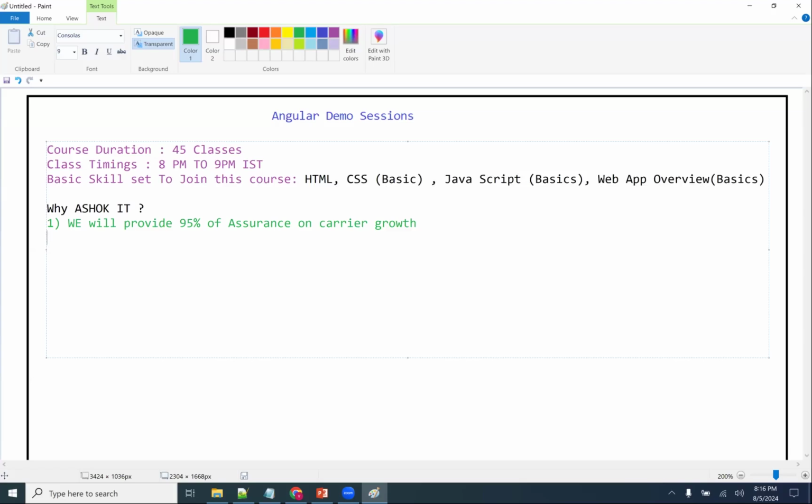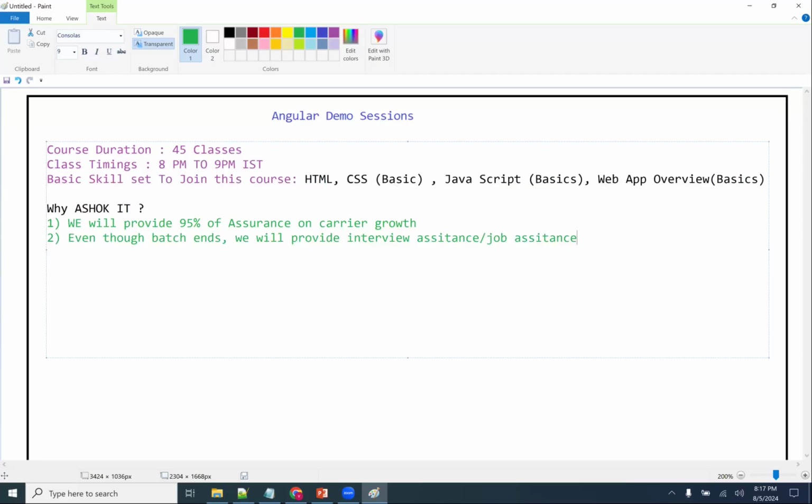After that, even though the batch ends, we will provide interview assistance and job assistance. Sir, here I want to be very clear from the assistance point of view. For example, my course is starting on August 5th. Today is my starting day. After 45 classes, that is mostly the end of September, this course ends.